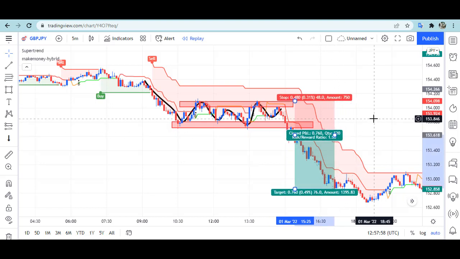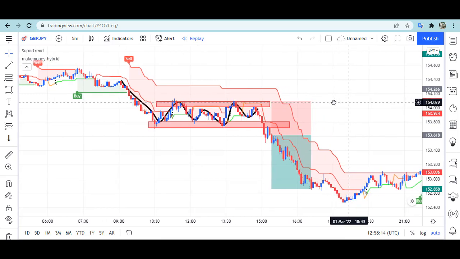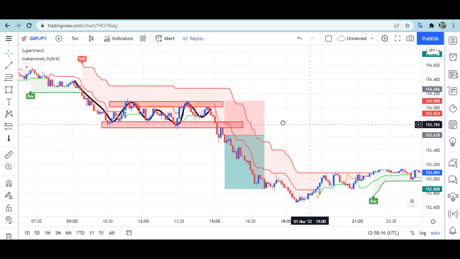Okay, I hope you understand. It's very simple and very effective if you follow the rule. Find the trading range and wait for the breakout, up or down depending on the indicator signal.